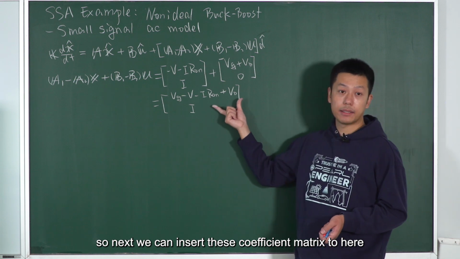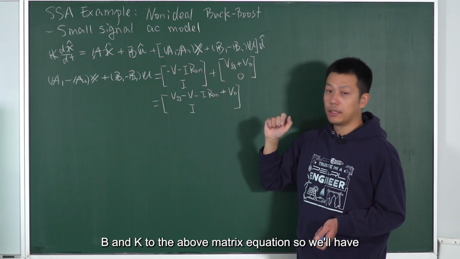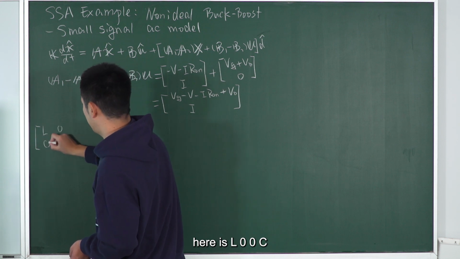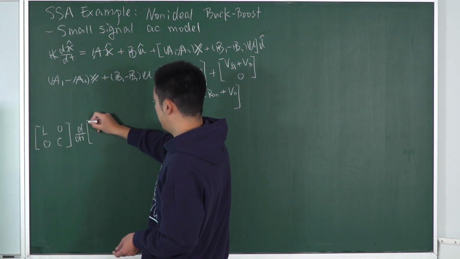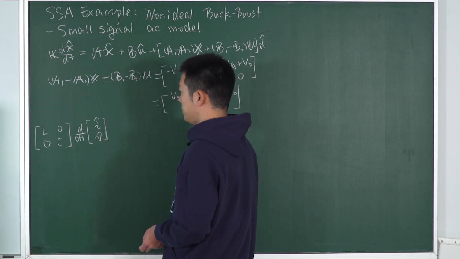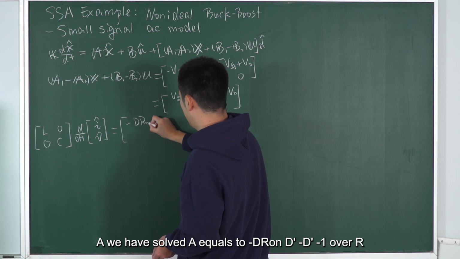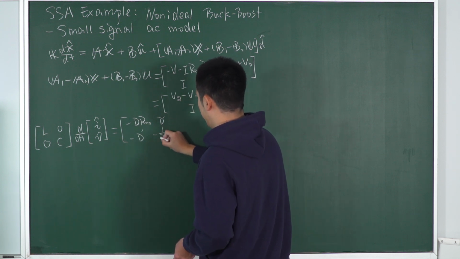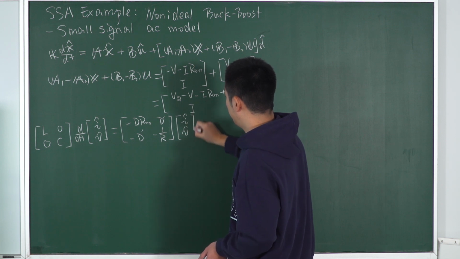So next, we can insert this coefficient matrix to here. Meanwhile, we also insert A, B, and K to the above matrix equation. So we will have here L 0, 0 C, derivative over time of the state vector, which is inductor current small signal, capacitor voltage small signal, equals to A. We have solved A equals to minus D R on, D prime, minus D prime, minus 1 over R.